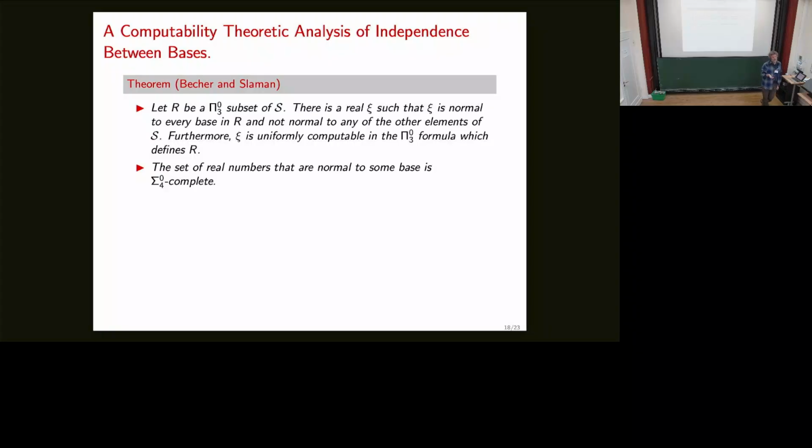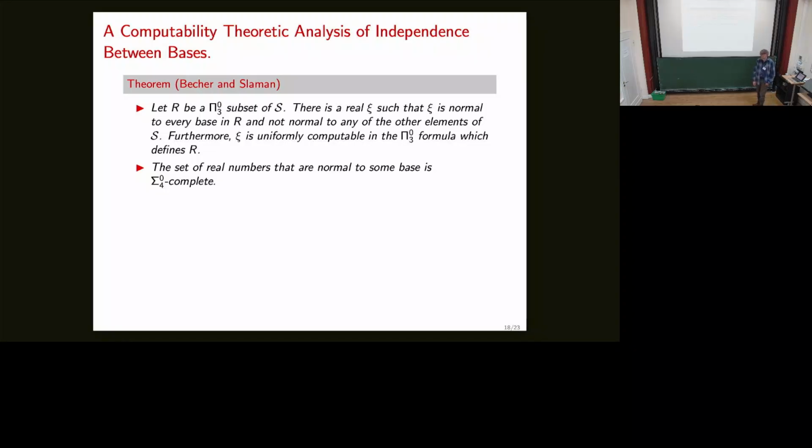Is the native definition, is there some simpler property which is equivalent to normality? That's a question about definability. Is there a simpler way to define normality? This is the sort of thing where good theorems are proven.